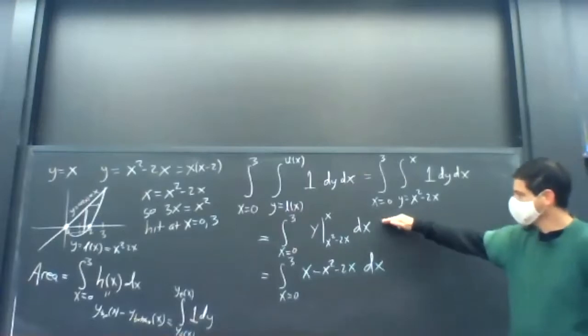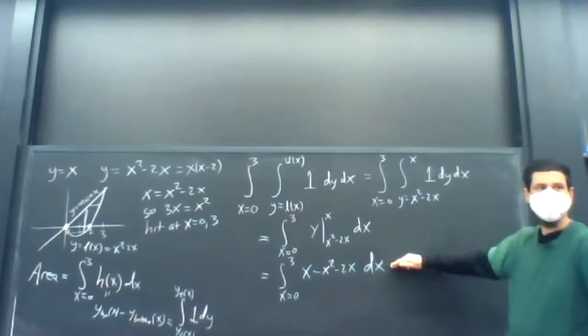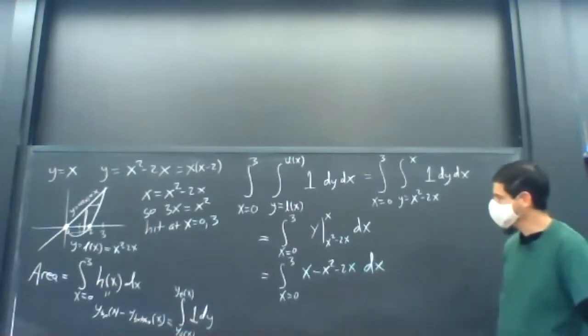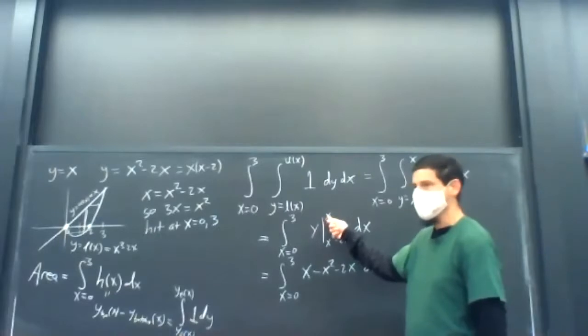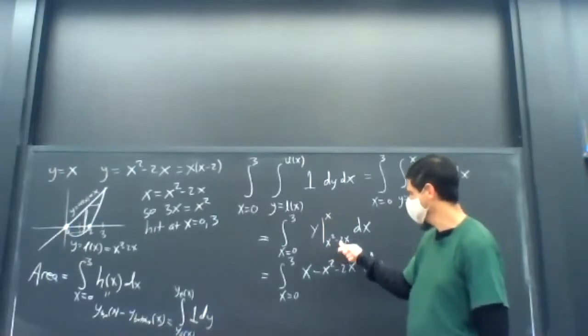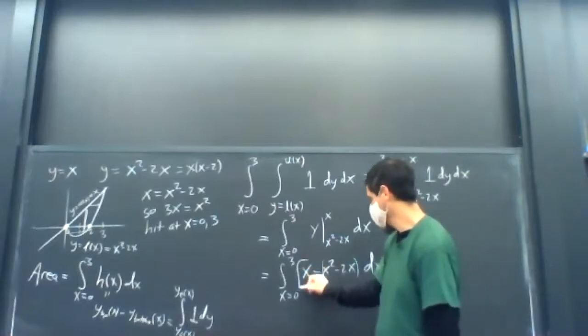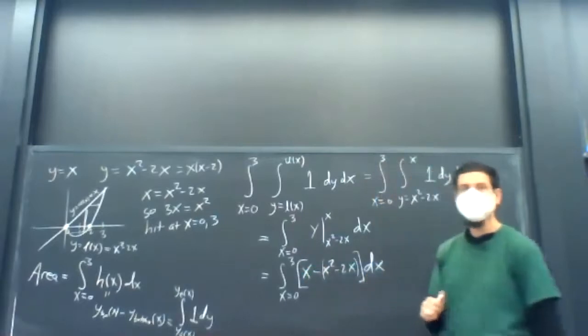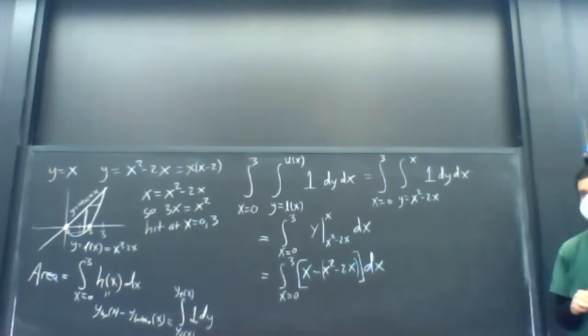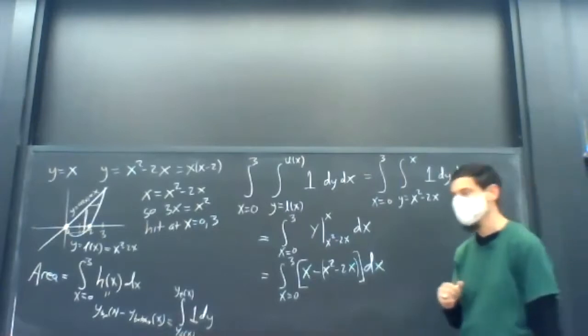So is everything okay going from here to here? Okay, what did I do wrong? It should be plus 2x. I have y at x minus y at x squared minus 2x. There should be parentheses around this. And then to be extremely pedantic, I put the brackets like this so I know what the dx is going by. Very easy to drop a minus.